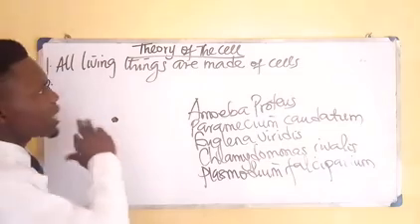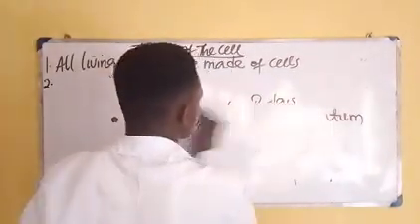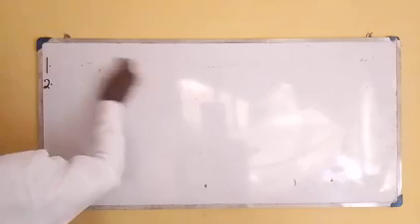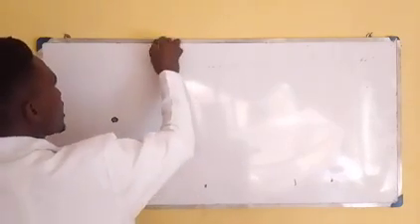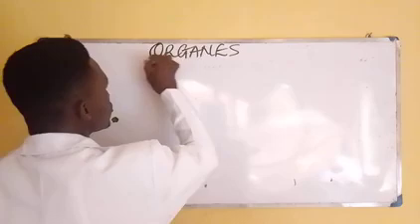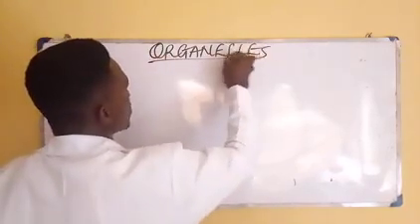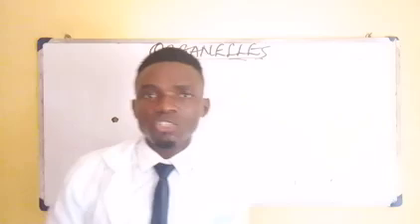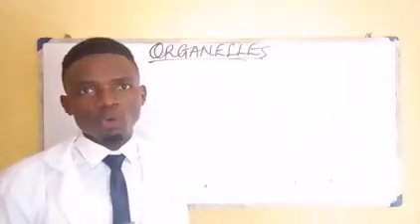Hope that is clear. So we are done with the theory of the cell, the history of the cell, and the types of cells. So what do we look at next? Let's look at the organelles, the organelles that make up the cell. Now I'm going to list all the organelles found in the cell, but in our next class we are going to be analyzing the function of each organelle. Hope that is clear.